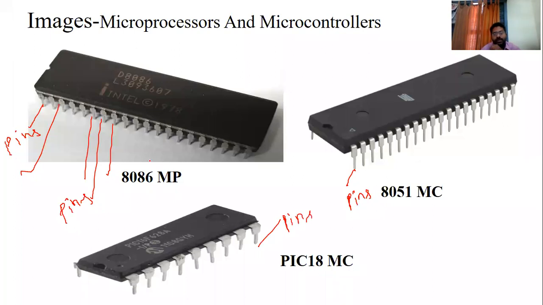Here our 8085 microprocessor has 40 pins. Again, this one is also 40. Different configurations are there: 18 pin, as well as some 32 pin. Different types of pins are there in the PIC18 microcontroller. This 8051 microcontroller has 40 pins. At the same time, the 8086 microprocessor has 40 pins.